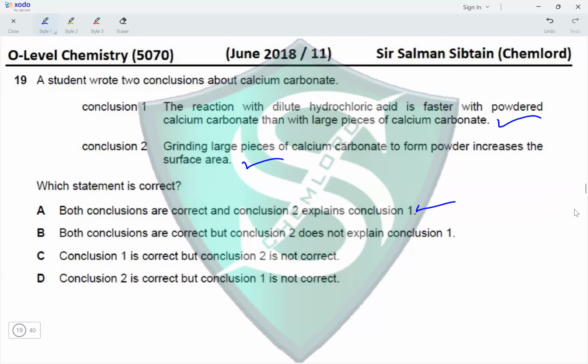Yes. Both conclusions are correct. Yes. But conclusion 2 does not explain conclusion 1. No. Conclusion 1 is correct. Yes. But conclusion 2 is not correct. No. Conclusion 2 is correct, yes, but conclusion 1 is not correct, no. So, option A is the correct option for this question.